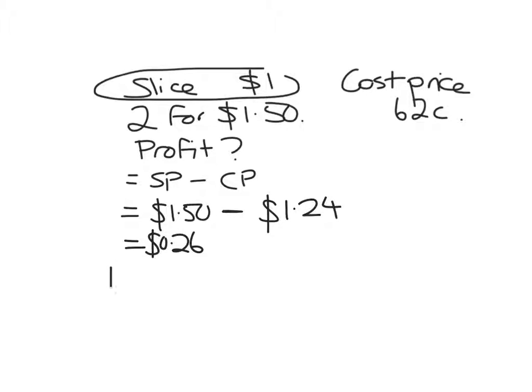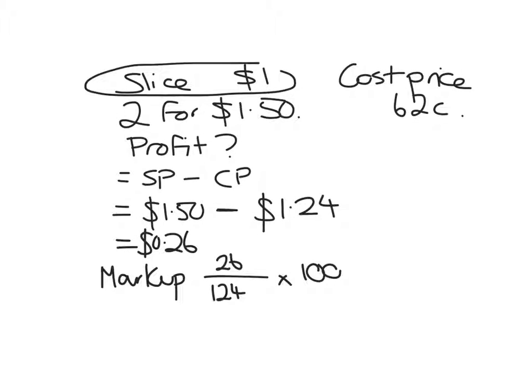26 cents, and then so our markup is going to be 26 over 124 times by 100. Notice, because I used 26 cents, that I therefore used both in cents. If you calculate that, you get 21% markup. Alright, so that's one potential example.